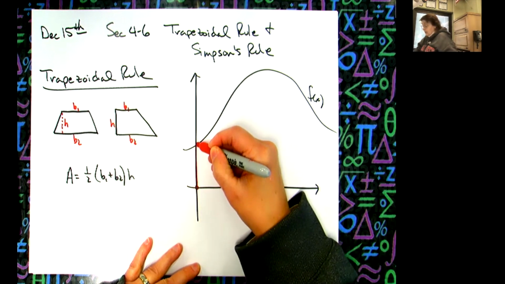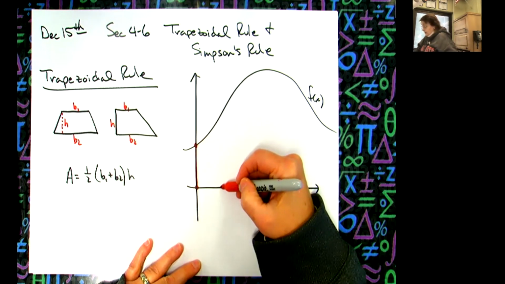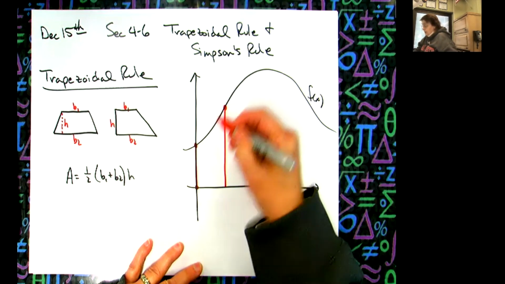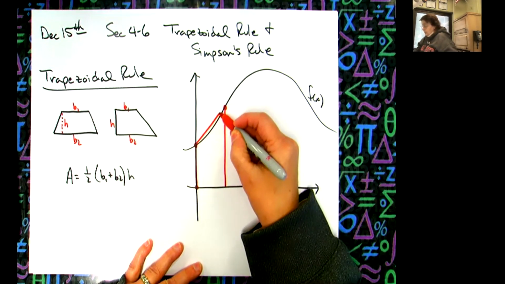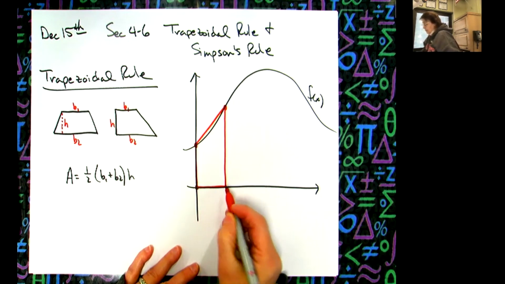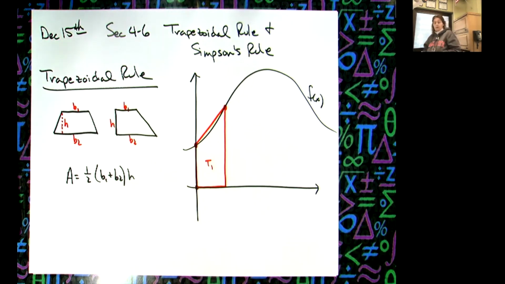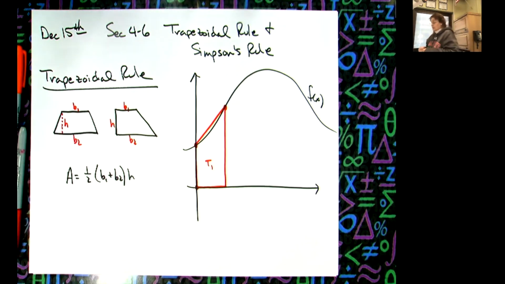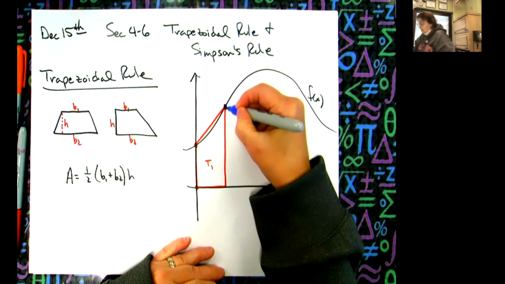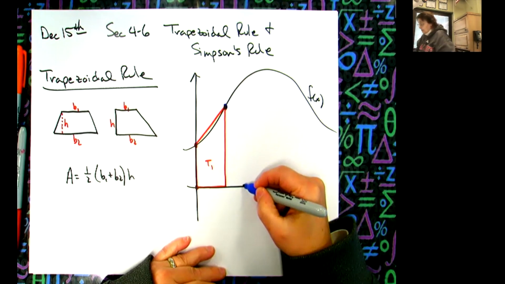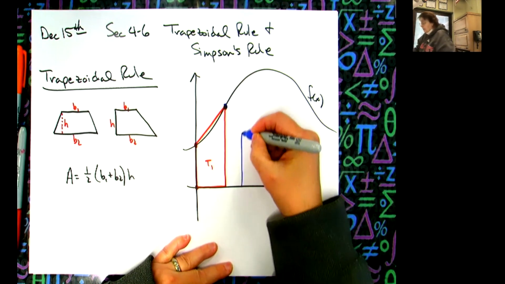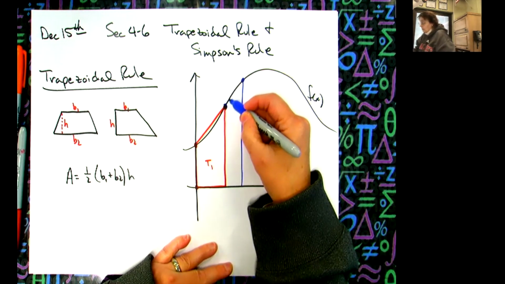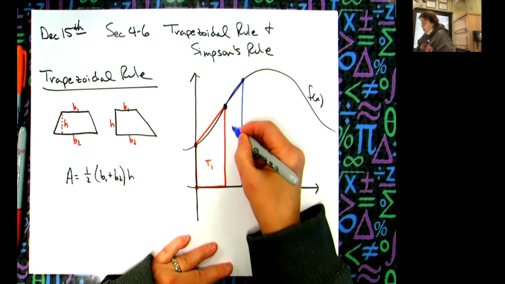Here could be base 1, and here might be base 2 of my first trapezoid. That could be my first trapezoid. Then I could draw a second trapezoid, maybe not the same width, because they don't have to be the same width. There's trapezoid number 2.